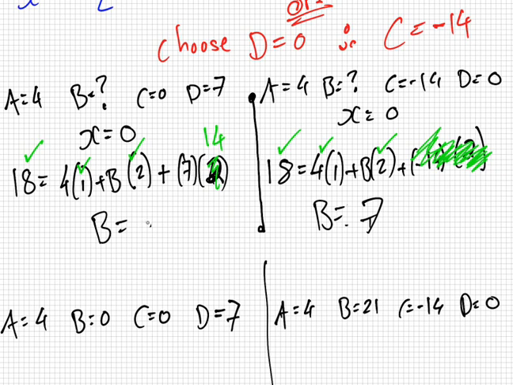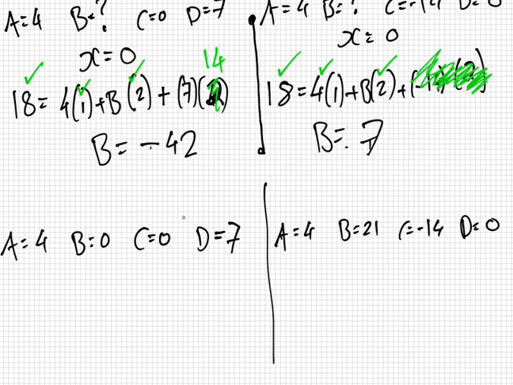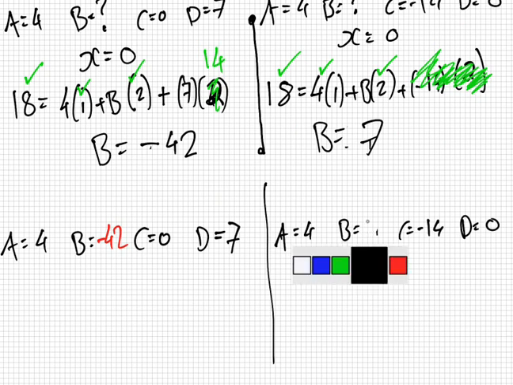Can you check on your calculator, please? I'm waiting for you. Tell me what you get for B. What is it? Yeah, okay. Minus 42. Yes, did you get minus 42? Yep, okay. So I'll just fix this here. Okay, so now we have 2 answers.